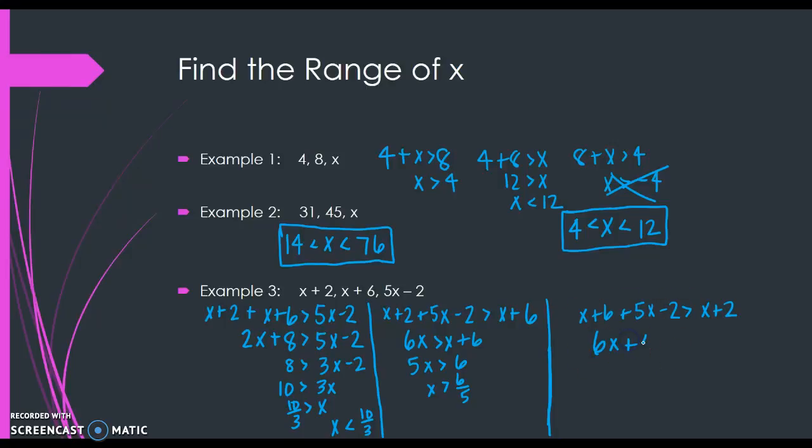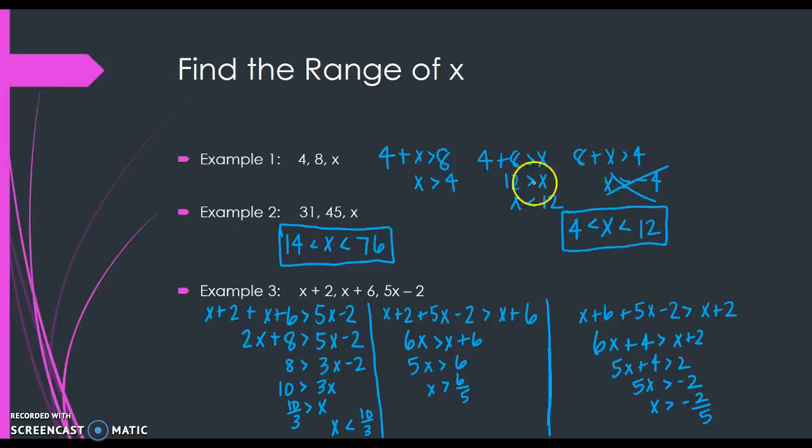6 and negative 2, positive 4, and then x plus 2. Subtract the x over. 5x plus 4 is greater than 2. Subtract the 4. 5x is greater than negative 2. And divide by 5, x must be bigger than negative 2/5.